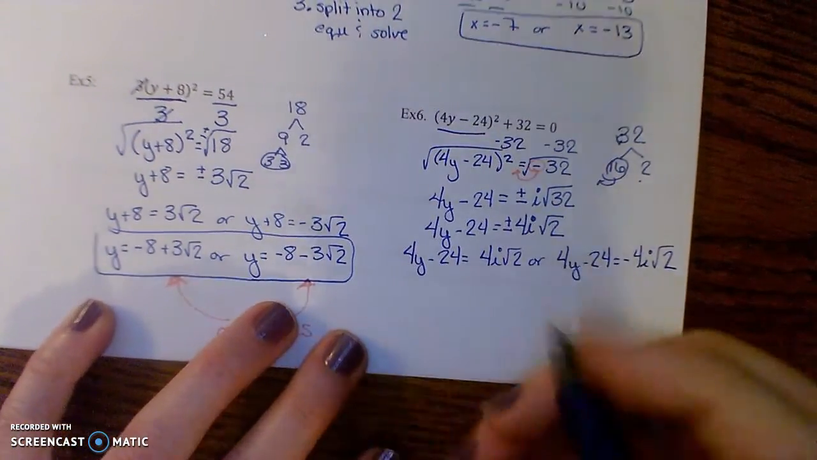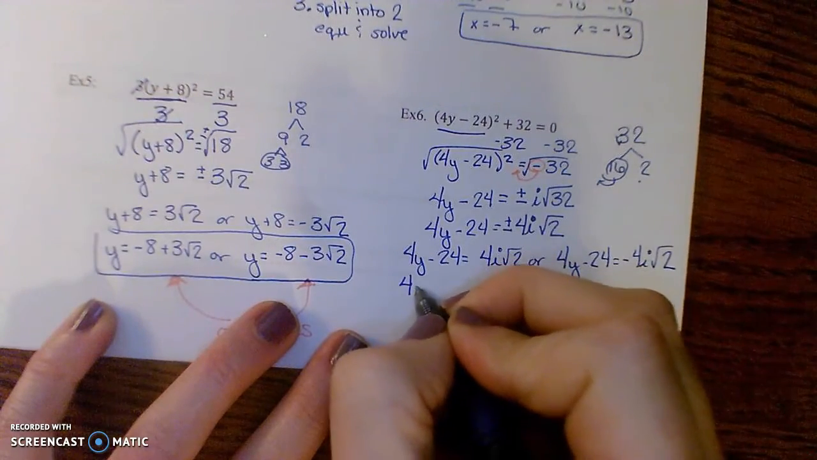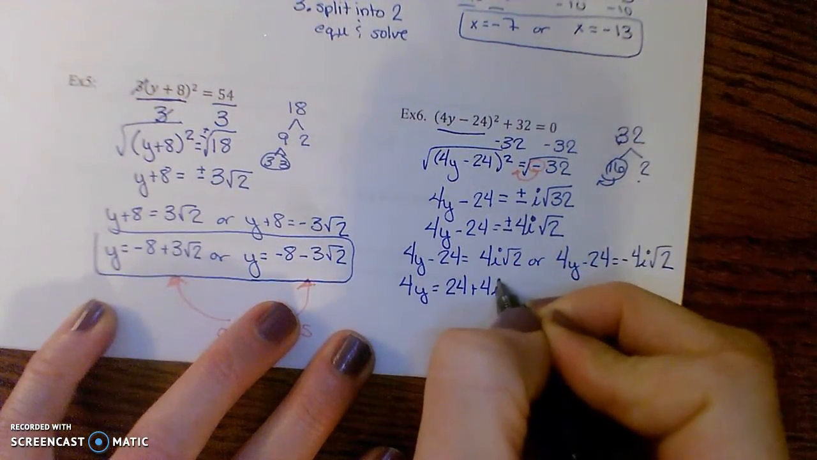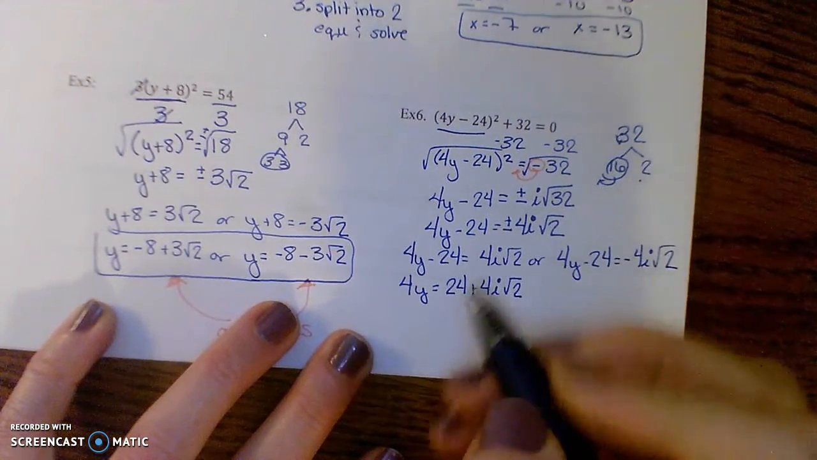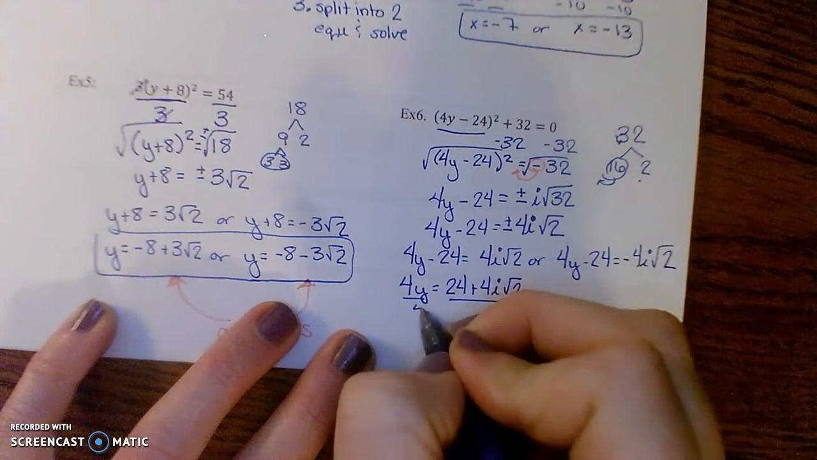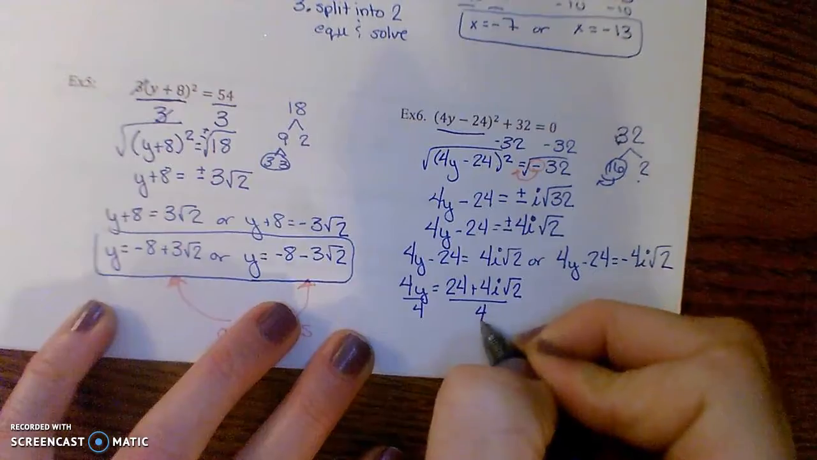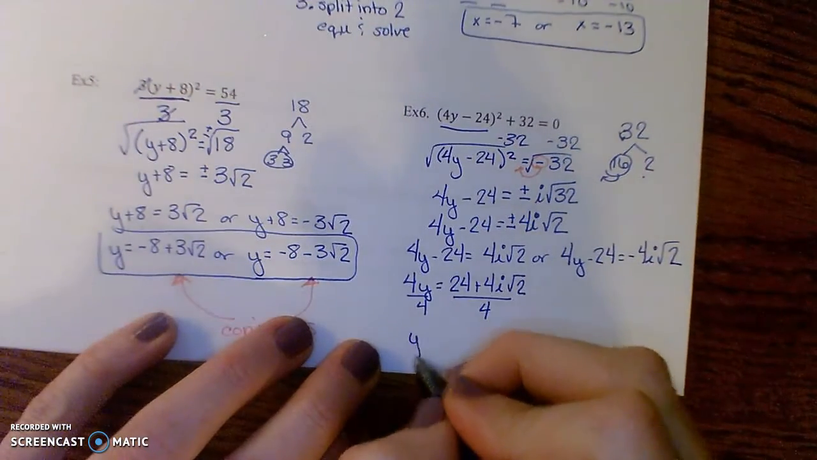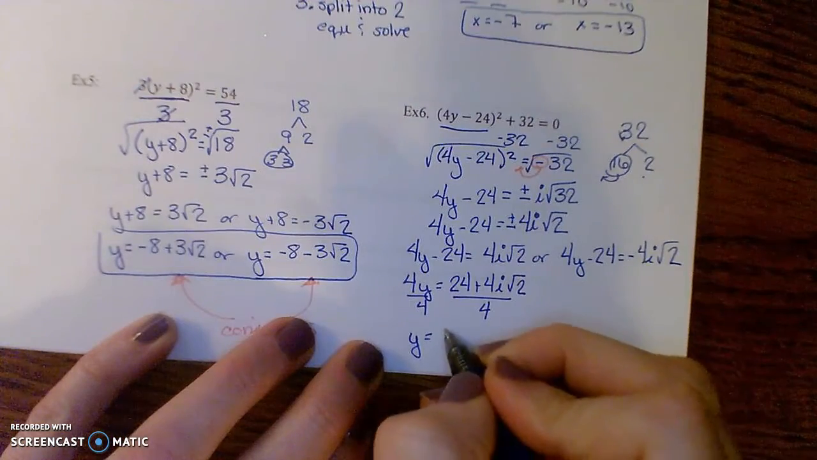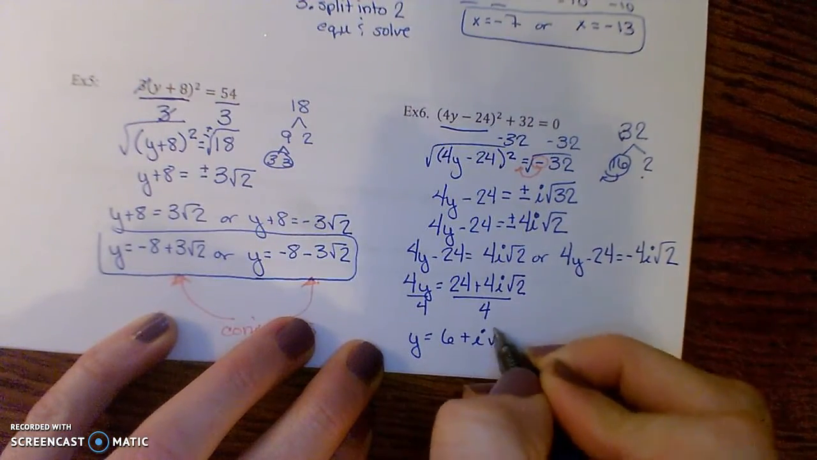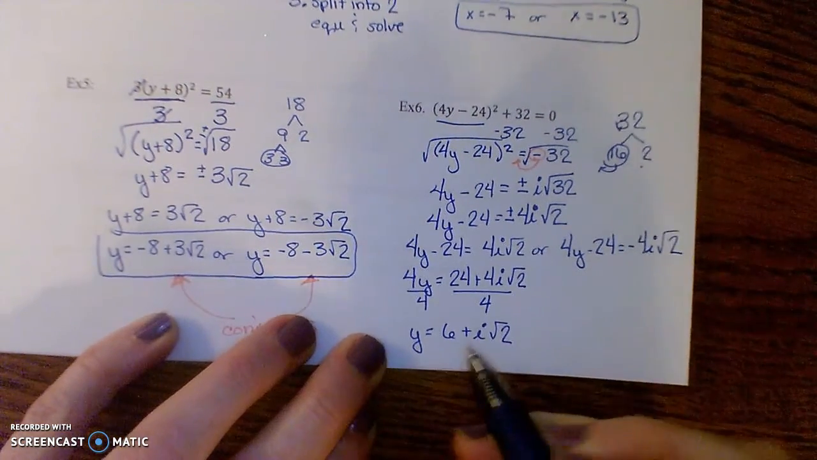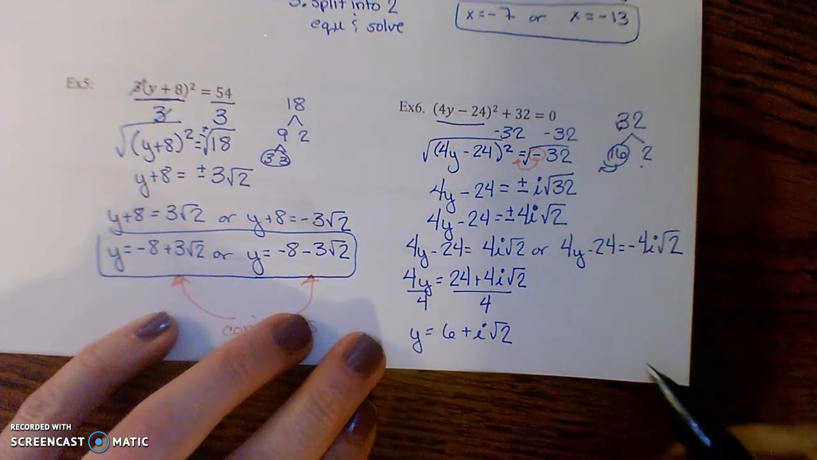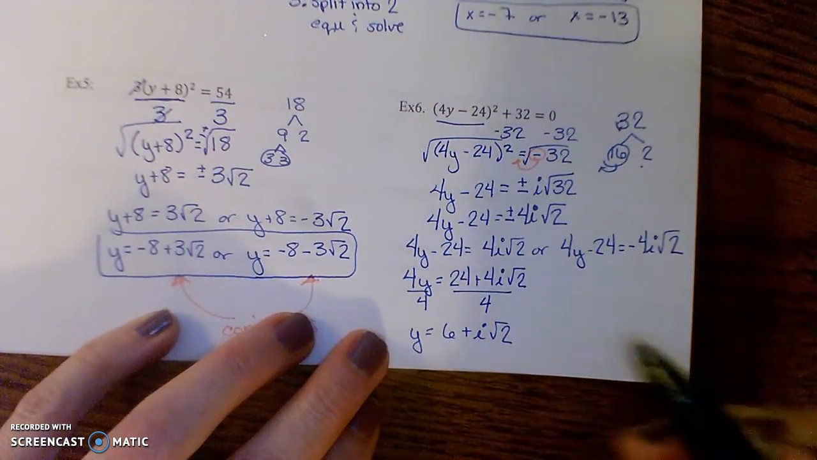Let's go ahead and solve this one first. I'll add 24 to both sides. 4y = 24 + 4i root 2. And dividing both sides by 4, we get y = 24 over 4 is 6, plus i root 2. And then I'm going to make a prediction that the other solution is going to be 6 minus i root 2 because I think they're going to be conjugates.